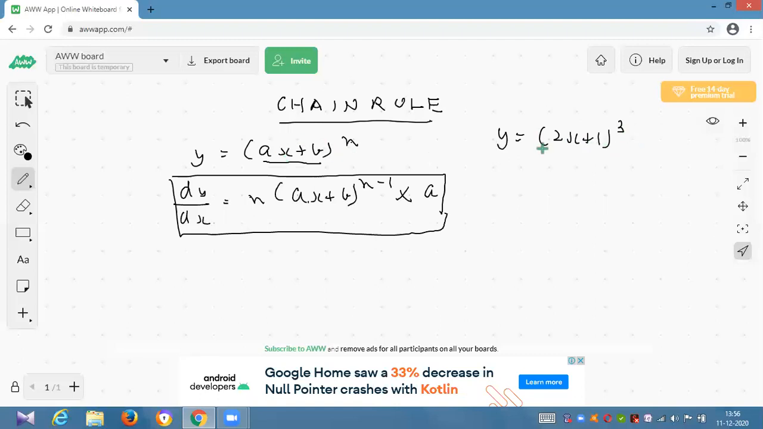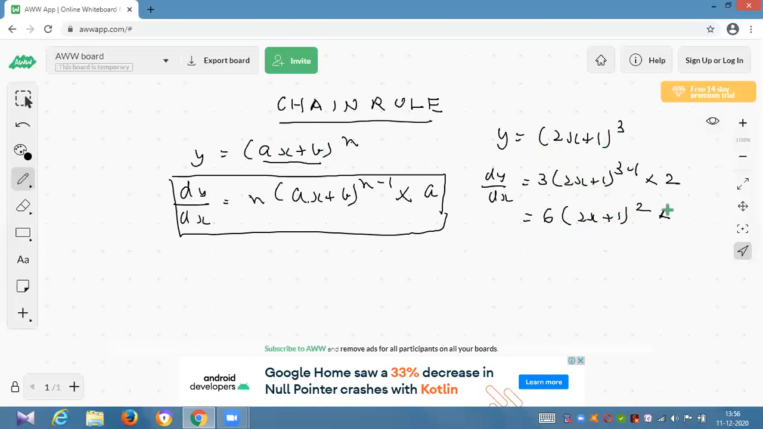You can use the chain rule directly and write your answer as dy by dx equals 3 into 2x plus 1 to the power 3 minus 1 into the differentiation of the thing given in the bracket. So the answer becomes 6 times 2x plus 1 whole square. This becomes the answer.